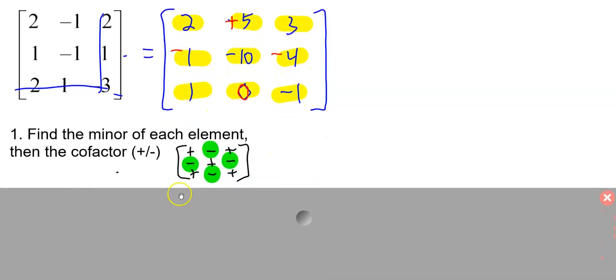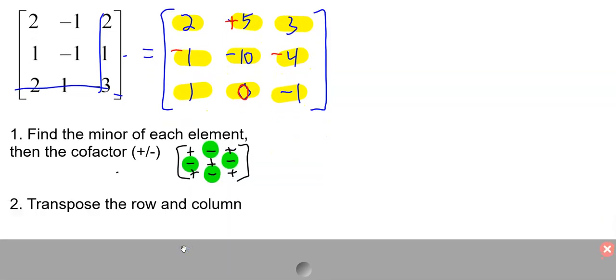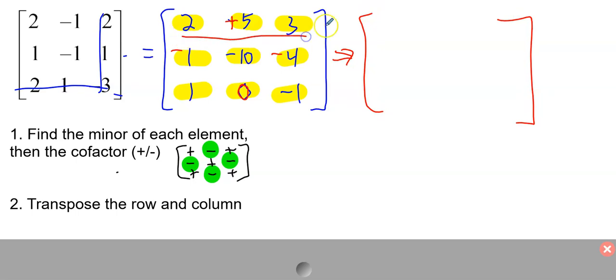Wow, okay. Second step, transpose row and column. This actually isn't that bad. So every row becomes a column, every column becomes a row. The top row is 2, 5, 3. Now that'll be the first column, 2, 5, 3. The second row is -1, -10, -4. So that'll be my second column, -1, -10, -4. This isn't so bad. And then 1, 0, and -1.